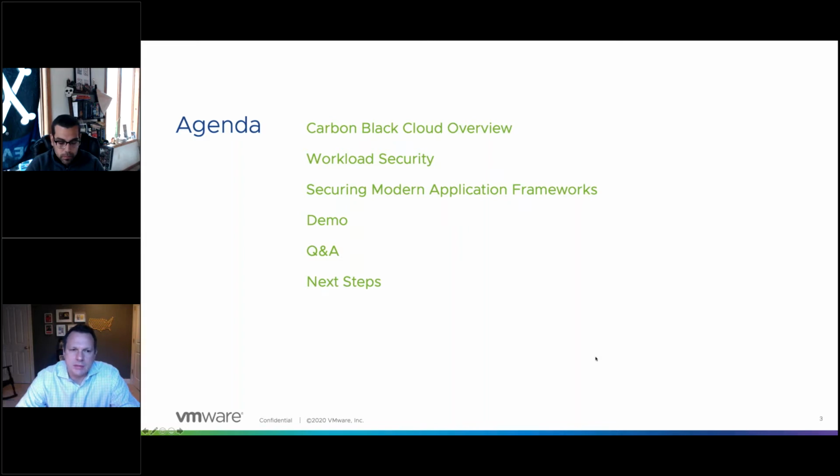We'll actually do the demo prior to that, so this agenda is a little out of order. So we'll do a demo after we talk about workload security, and then I'll dive into how we secure Kubernetes and modern application frameworks, and we'll take some questions.